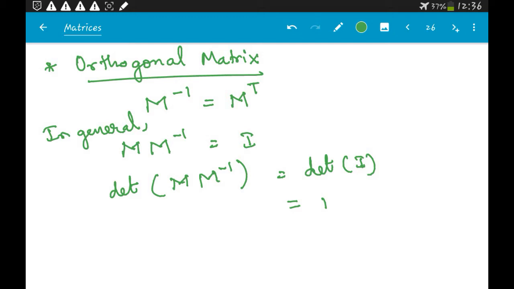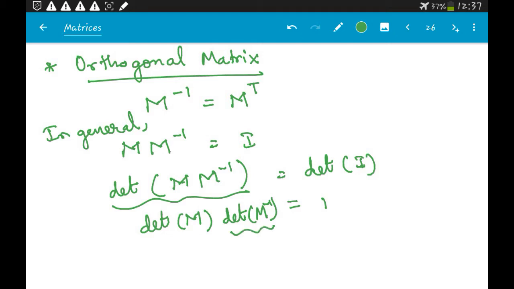And this part can also be written as determinant of M into determinant of M inverse. This is from the property that we have studied in the previous class. Now we know that M inverse is equal to M transpose, so this can be written as determinant of M into determinant of M transpose, which is again equal to 1.